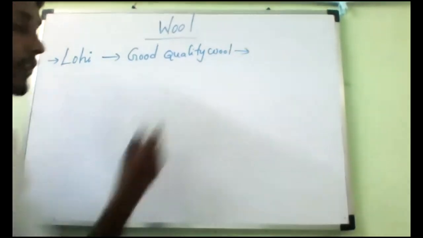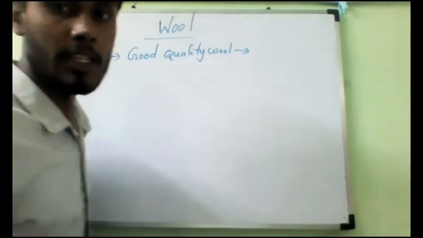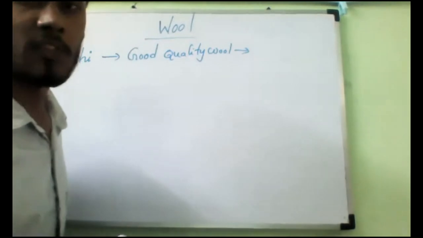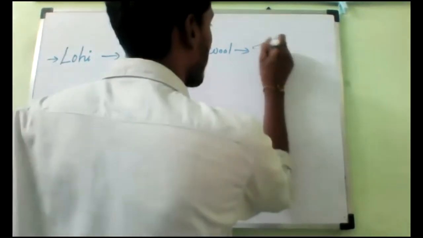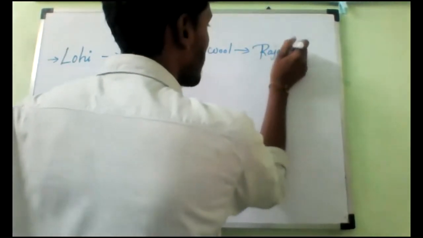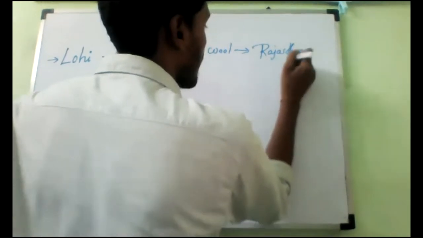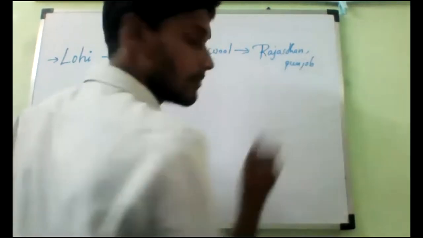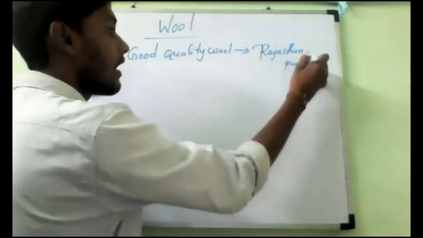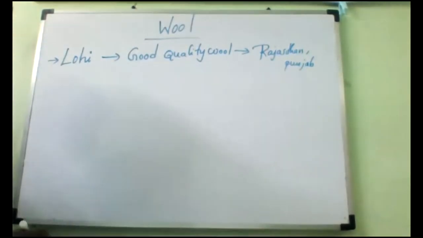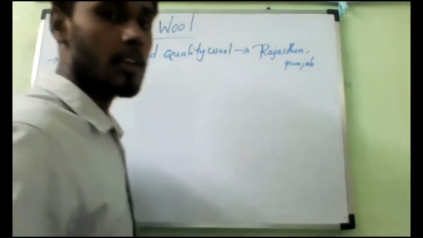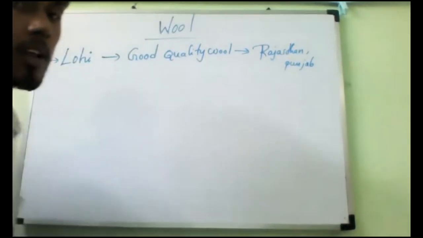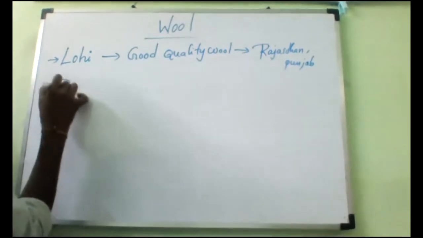Do you know where it is coming from? The states where it is found are Rajasthan and Punjab. Rajasthan and Punjab, very important, you should know it. As well as another name called Rampur Bushair.